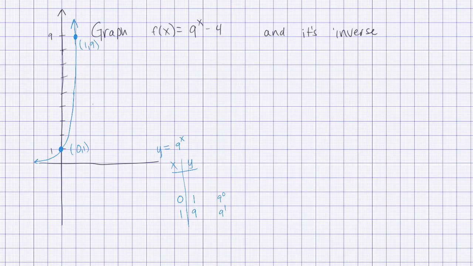However, now I need to think about that minus 4, so that's going to just shift the whole graph down. When I shift it down, I'm subtracting 4 from the y value. So my new y value is going to be at (0, negative 3). Okay, and then the next one is going to be at 1, 5, sorry. It's going to be right here at (1, 5). Okay, so there's my function.